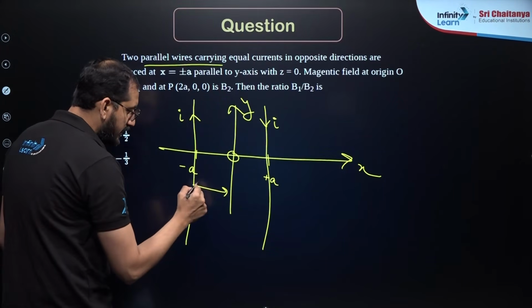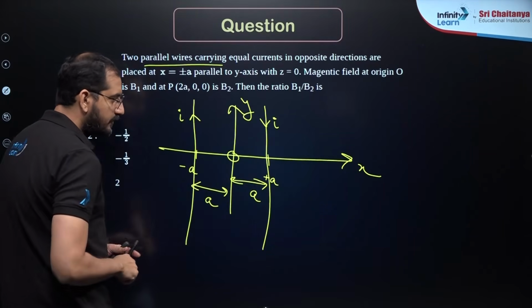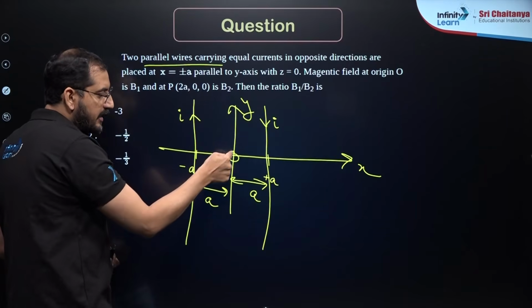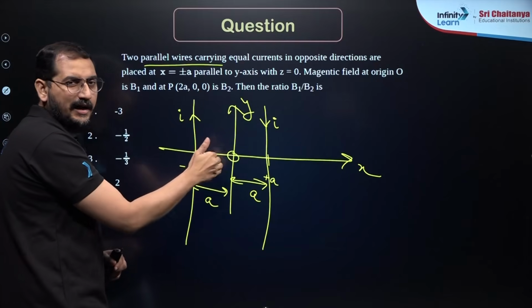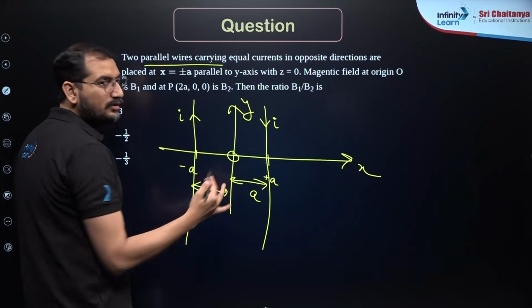This distance is A. This distance is also A. Due to this current, the magnetic field is going into the page at this point. Due to this current, the magnetic field is going again into the page. Hence, the contribution is going to add up.